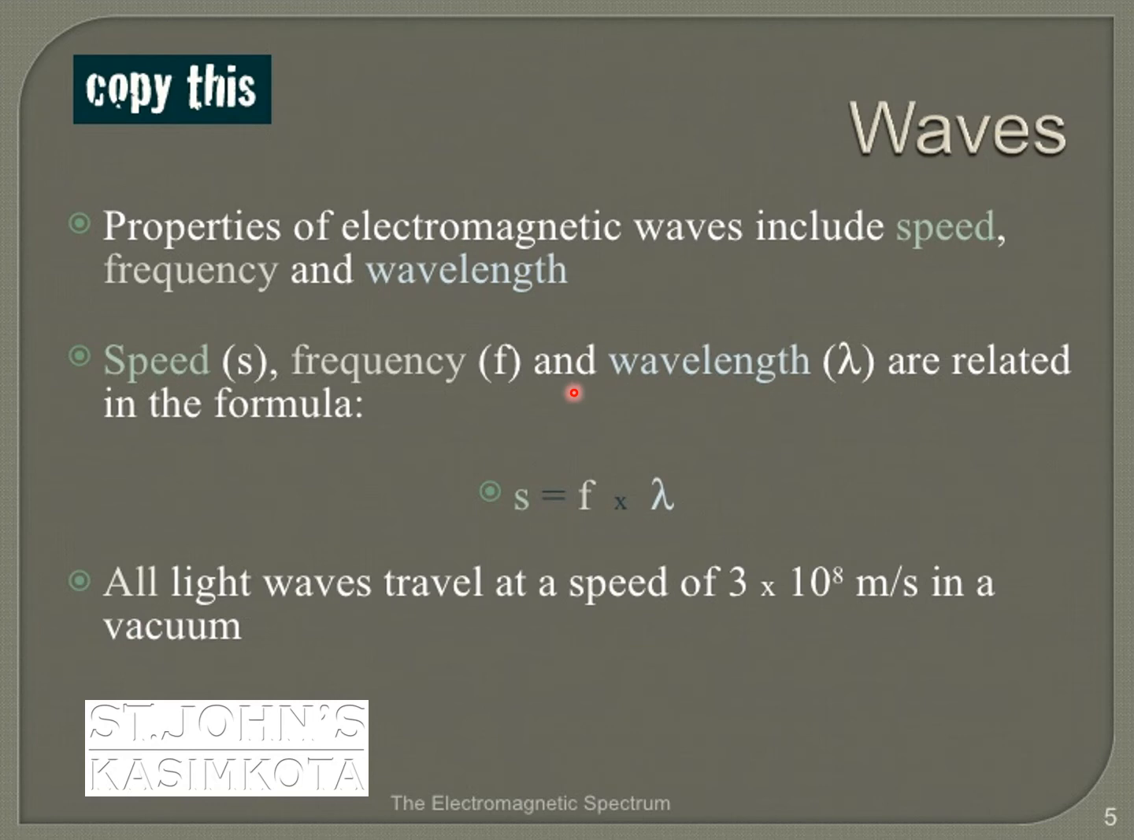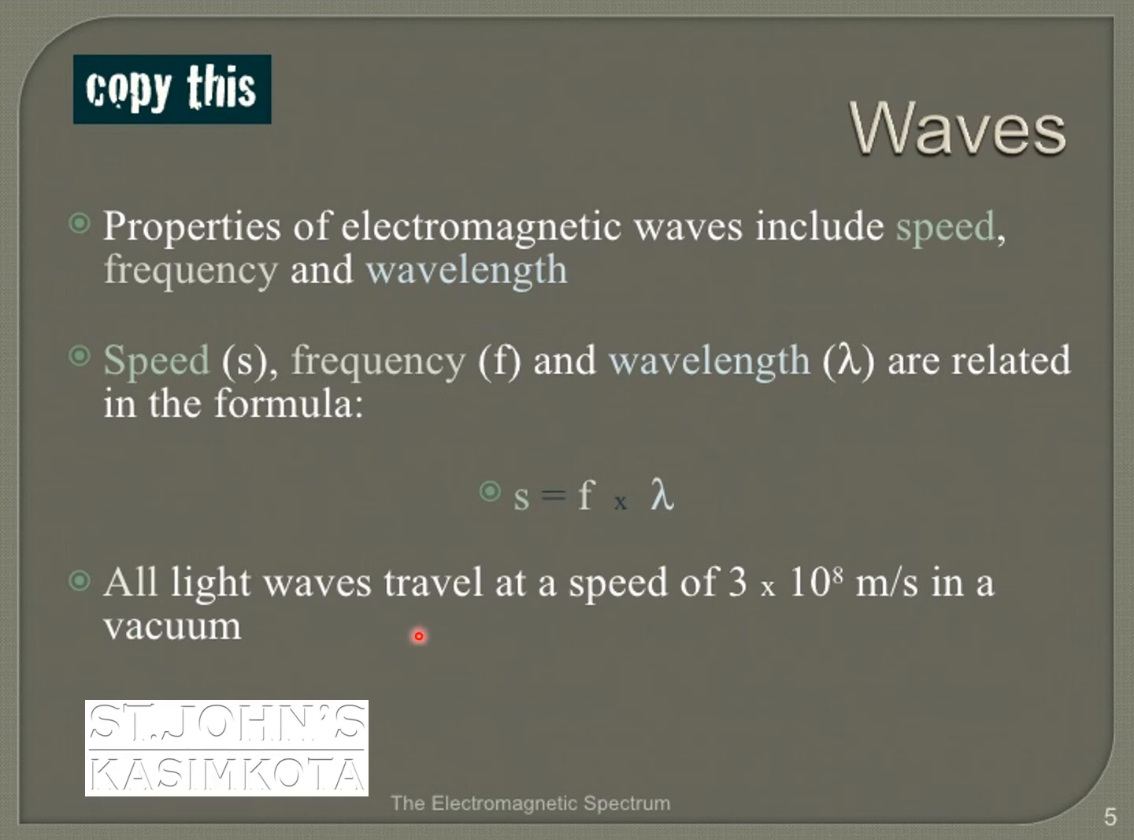Speed, frequency and wavelength are related by a formula. Speed can be denoted as S, since we are speaking about the speed of light, and it is also represented by the letter C. So C is equal to, or S is equal to, frequency into lambda, where the frequency of the waves is represented by the letter nu, and lambda is wavelength. So speed of light is equal to frequency into wavelength.